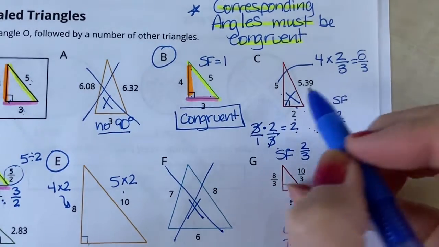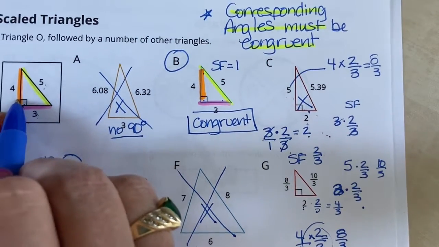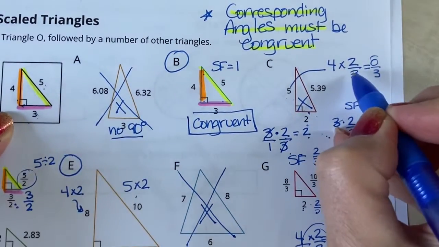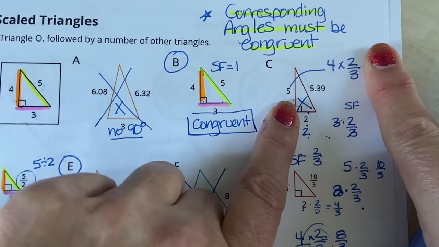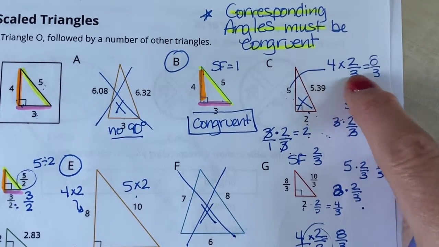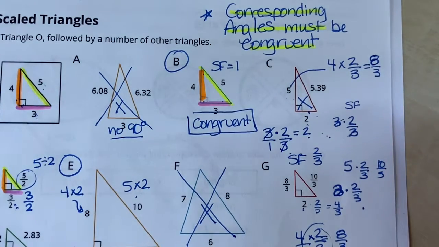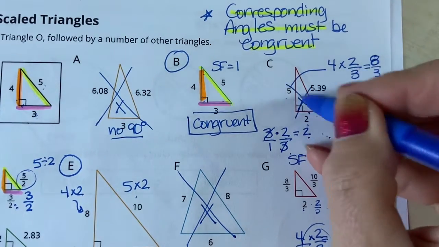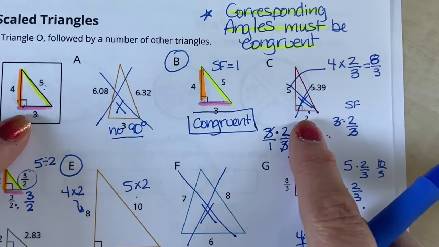If I have the side 5, okay, if I took its corresponding side 4 and multiplied it by 2/3, I have to get 5, okay? If I do 4 times 2/3, I actually get 8/3. It's an 8, which isn't 5. So I automatically know that triangle doesn't work because these two sides, I don't even care what the third side does, but these two sides don't.